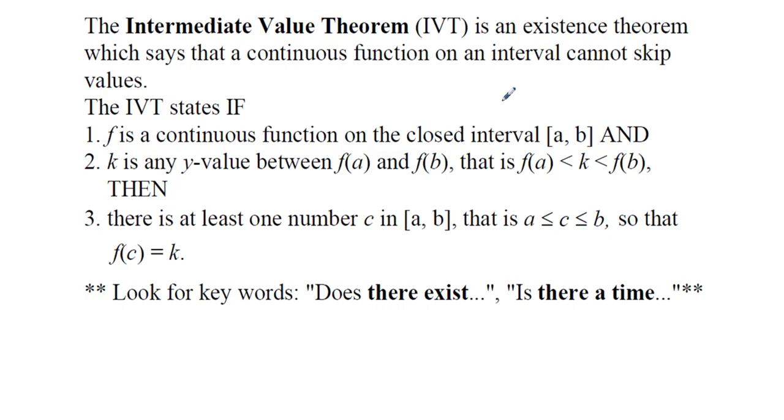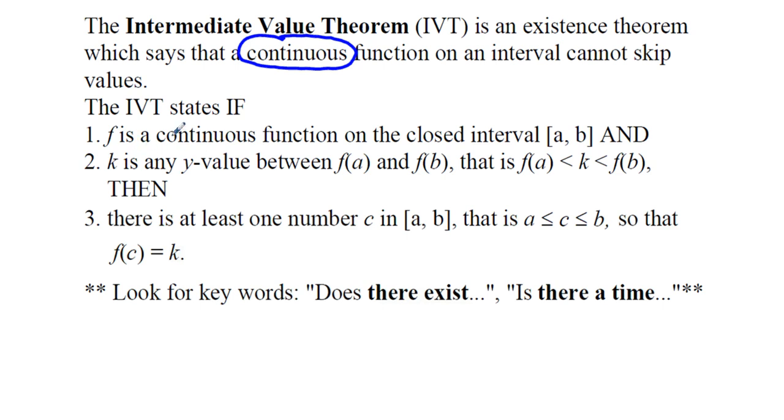The Intermediate Value Theorem, which has the acronym IVT, is an existence theorem which says that a continuous function on an interval cannot skip values. One problem we have with the Intermediate Value Theorem is it's very much a common sense concept, and one of the big challenges is in properly articulating this very intuitive concept.